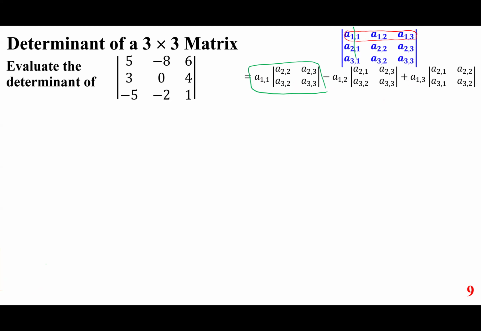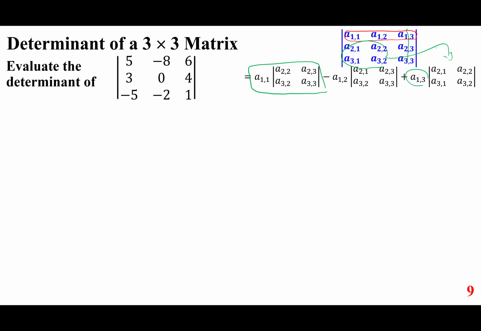For the second one, you cross this one, so you're looking at A12 with a negative in front, and look at this one. And the last one, A13 times whatever is left.